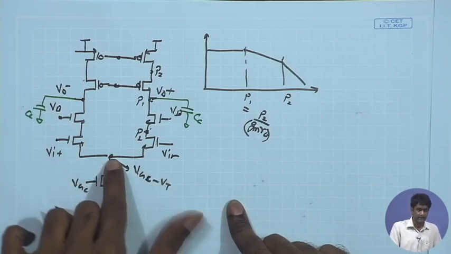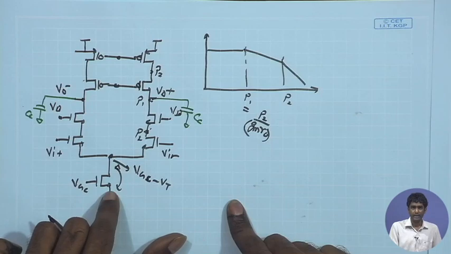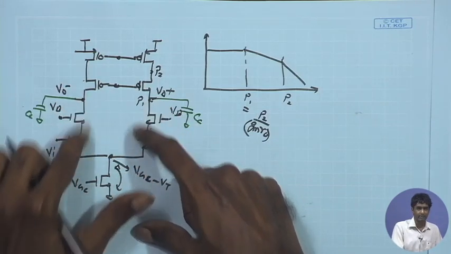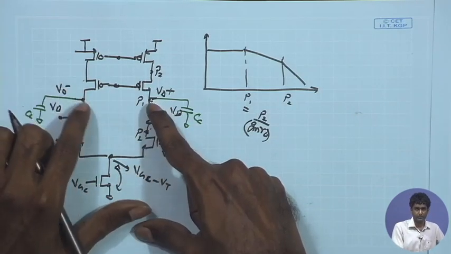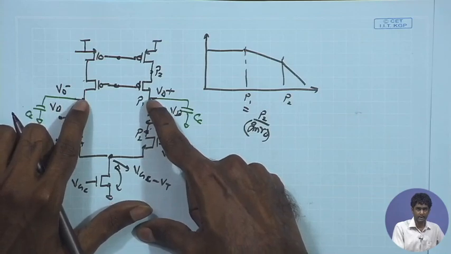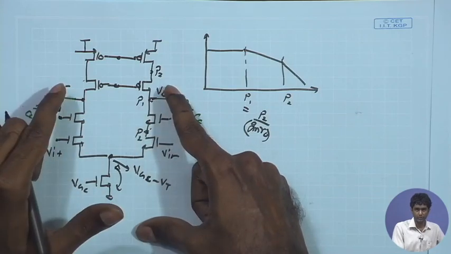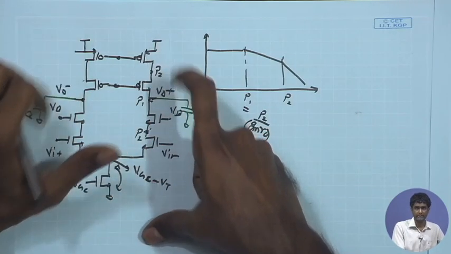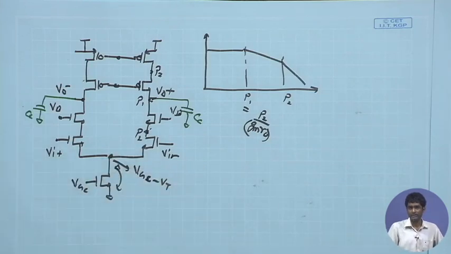So here once again I have another V overdrive added, and we know that for the stack we have another 2 V overdrive. Therefore, the minimum level that you can have over here is going to be 3 V overdrive, and on the upper side Vdd minus 2 V overdrive. So again the output swing is getting further limited.